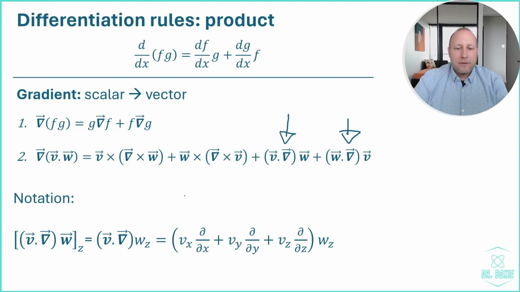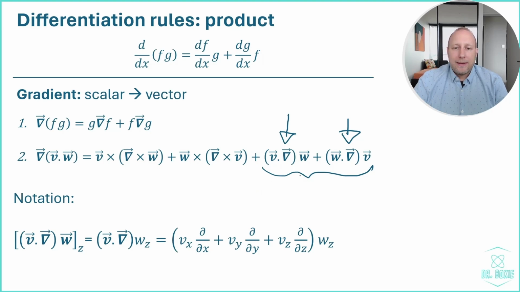So that means it's of the form vx ∂/∂x plus vy ∂/∂y plus vz ∂/∂z, applied to wz. So similarly for the y and the x component. So those two expressions at the end of the formula here, it's just a notation for what is written below it. So this is the two rules of differentiation of products for gradients.